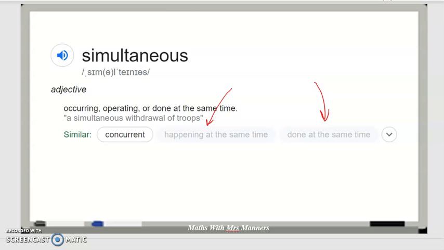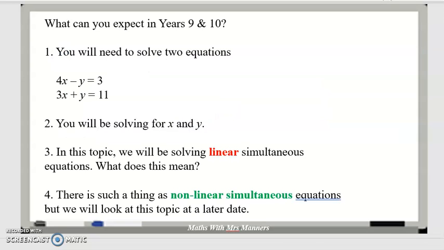So what can you expect? Well, the first thing is you're going to need to be able to solve two equations. Like I said before, you can solve 3 or more equations, but in year 9, what you can expect is that we will give you 2 equations. And what you can also expect is that you will need to be able to solve for x and solve for y. That just means you need to find x and you need to find y. That means the x and y that will satisfy both the equations, not one of them, but both of them.